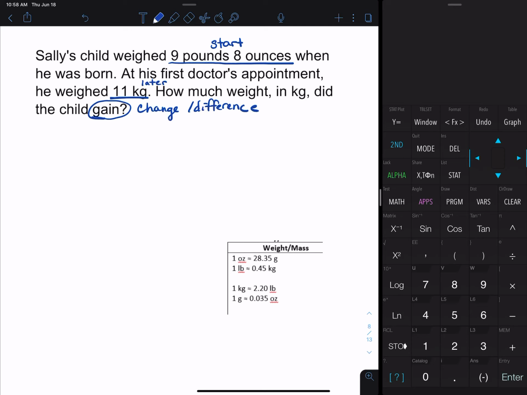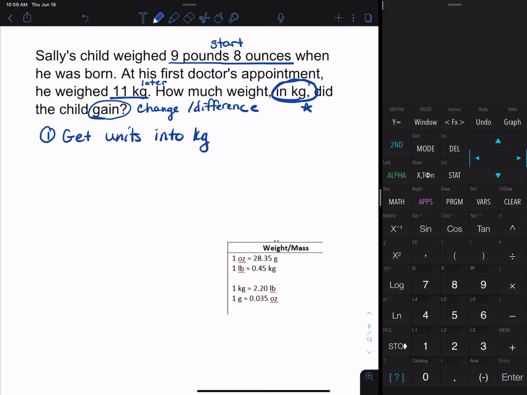But when I need to subtract, I need them to be in the same units. So I'm going to look at what units they want my answer in, and that's what I'm going to convert everything to and work with. So they're just asking me how much weight in kilograms did the child gain. So that means I want to get everything in kilograms first. So my first step is going to be to get all the units into kilograms.